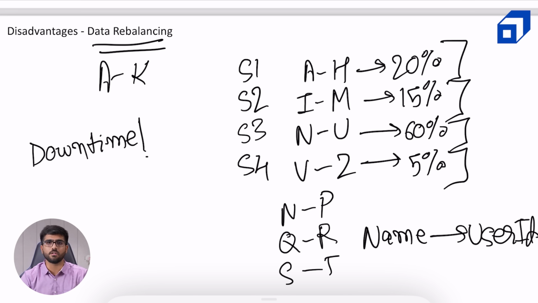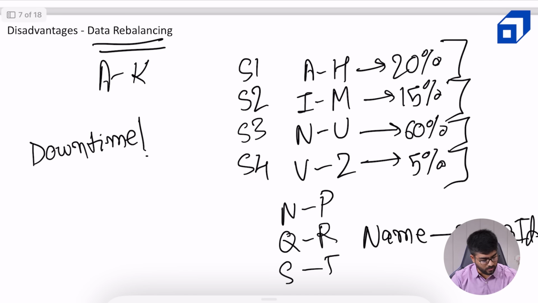So downtime will also keep on occurring at regular intervals because of the migration, and this is one of the disadvantages in case the shards grow disproportionately. Now this affects availability. Okay, availability is affected.